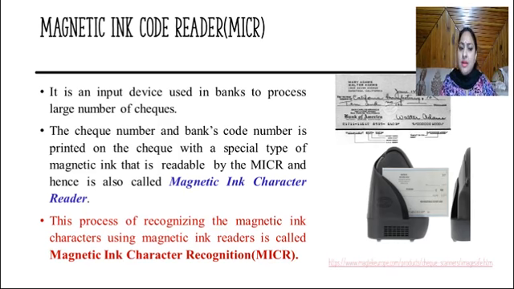And this process of recognizing the magnetic ink characters using magnetic ink readers is called magnetic ink character recognition. So here on the right side of the slide, we see a check, and down below the check we see some text written in the magnetic ink, that is the check number and the bank's code number. Down here is the MICR. We put the check in this device, which enables processing the checks. So the bulk of checks can be processed in lesser time, which reduces the manpower and speeds up the work.